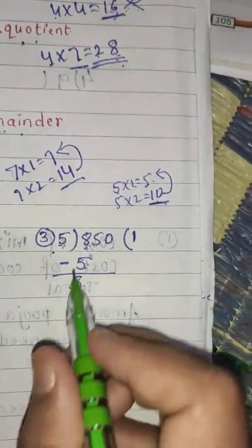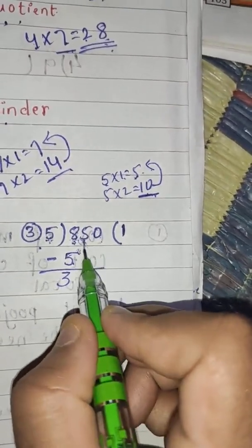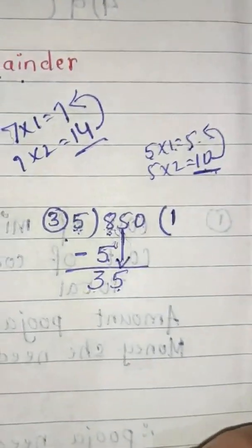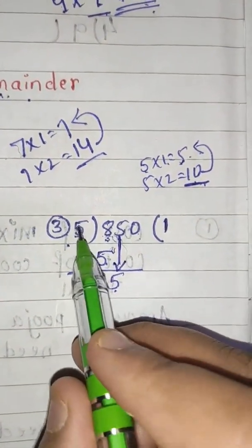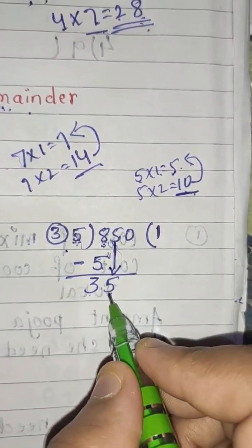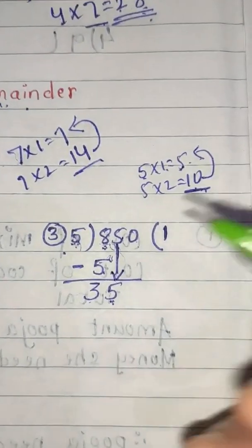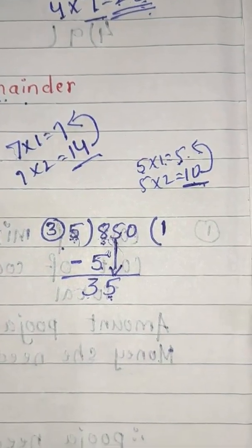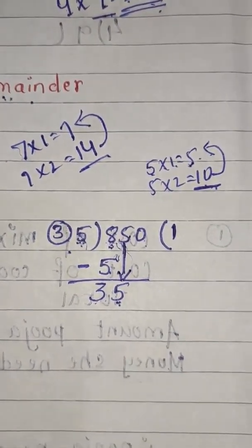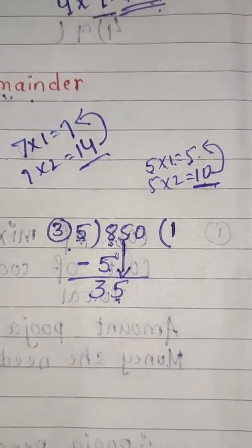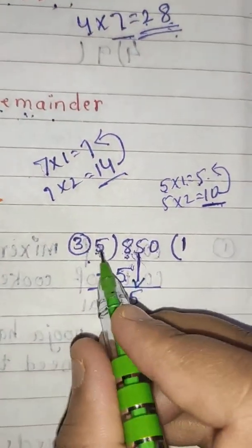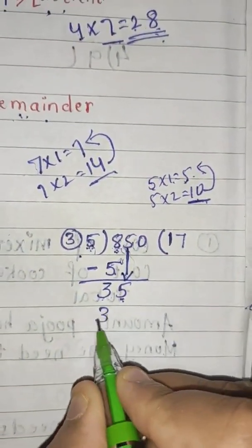Yes. So next come to the next digit. You just bring down this digit here. So it will become 35 now. Now you have to count the 5 table till you get the number 35. If you have not got this number 35, then you have to take the smaller number, means lesser number. Okay. So 5 1s are 5. 5 2s are 10. 5 3s are 15. 5 4s are 20. 5 5s are 25. 5 6s are 30. 5 7s are 35. So 5 7s are 35.